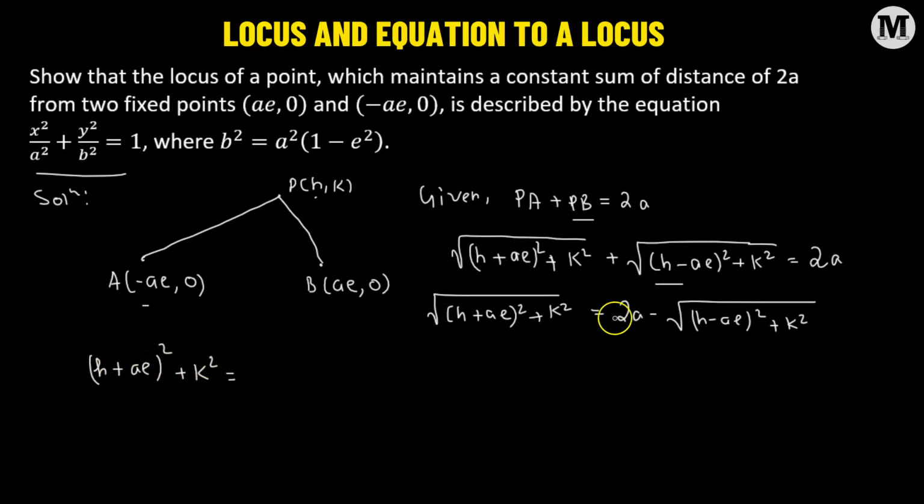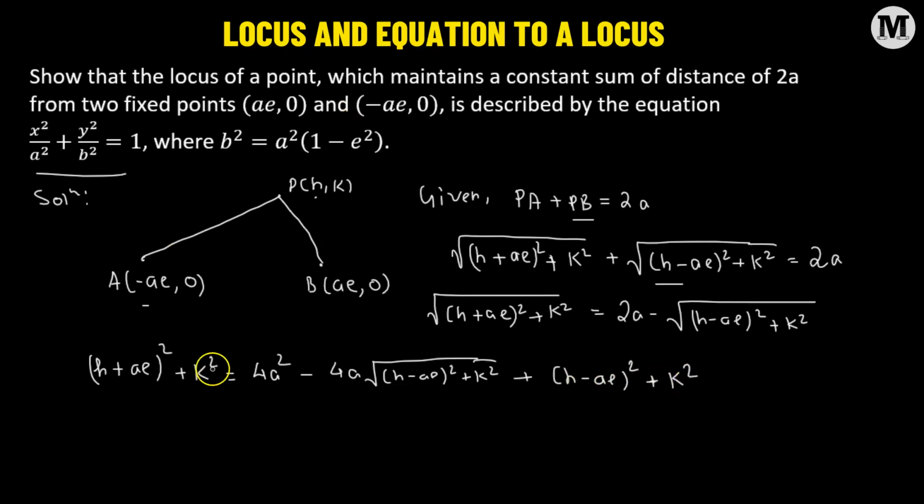equals, so we have the square of the two terms on the right hand side, so we can expand it. We get 4a squared minus 2 times 2a, that gives us 4a, multiplied by the square root of (h minus ae) whole squared plus k squared, then added to the square of the second term, so that's (h minus ae) whole squared plus k squared. Fine. Now we can immediately cancel out k squared from both sides.